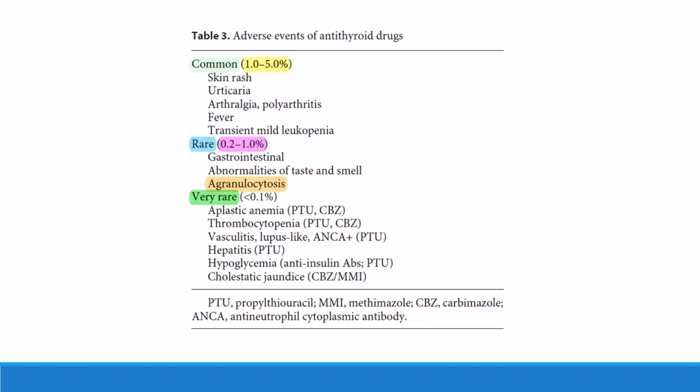Other common side effects are arthritis, fever, and transient mild leukopenia, a mild decrease of the leukocytic count. Another very important, fatal, and very rare side effect is agranulocytosis, which means the granulocyte or neutrophil count is less than 500 cells per cubic millimeter. And other rare side effects are gastrointestinal symptoms and abnormality of taste and smell.